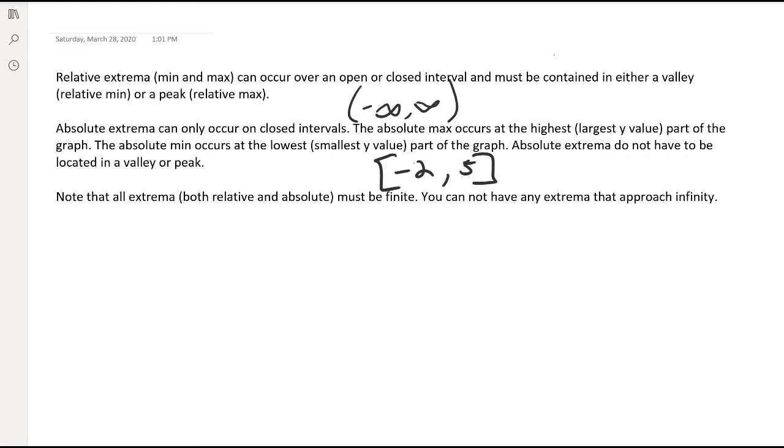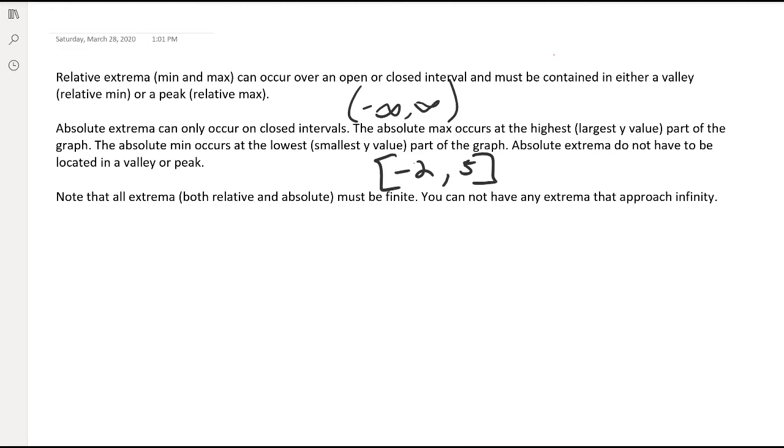And it turns out that absolute extrema do not have to be located in valleys or peaks. For relative extrema, we need valleys and peaks, but for absolute, we relax that restriction. We do not need a valley or peak to have an absolute min or max. And note that whether you're absolute min or max or relative min or max, local and absolute extrema must be finite, meaning you cannot have an absolute min or max of infinity or negative infinity.